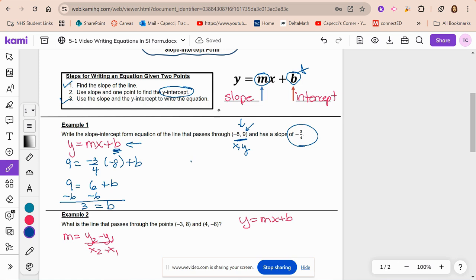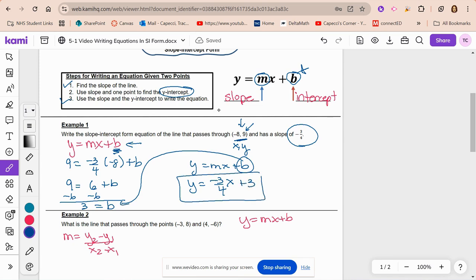So now I can go back again to slope-intercept form, and I'm going to write what I have. My slope is negative 3 over 4. The x stays there, and now we know that my b has a value of 3, so plus 3. On this line, if we were to graph it, this point, negative 8, 9, would also be on that line.